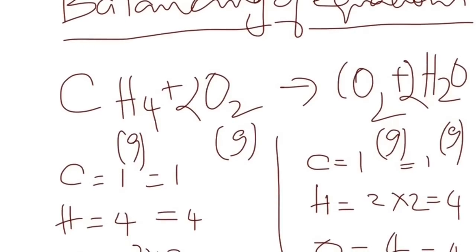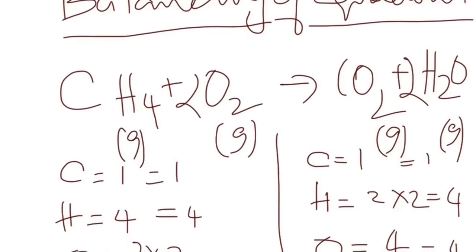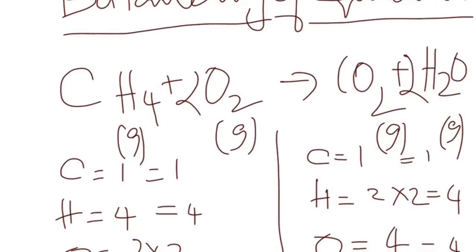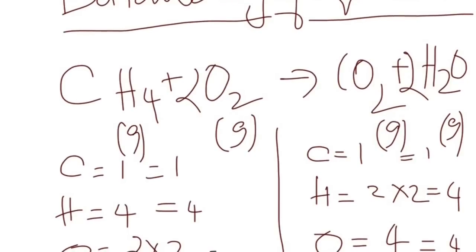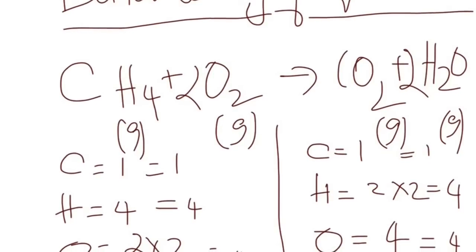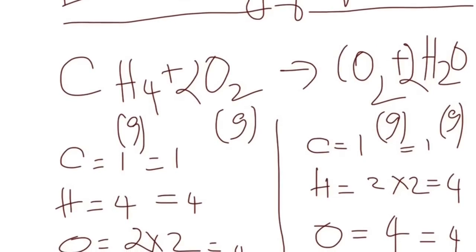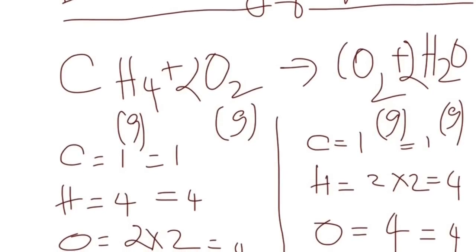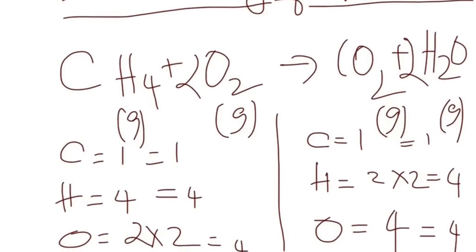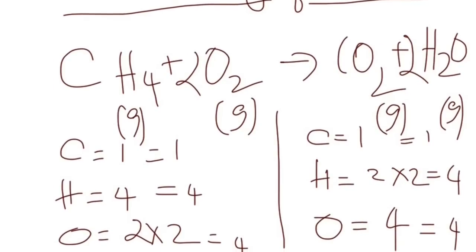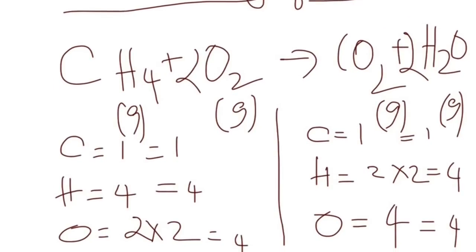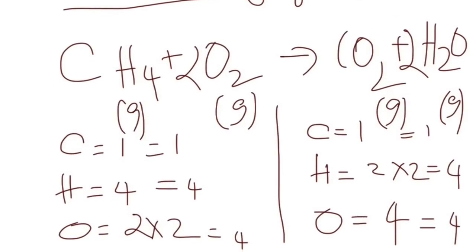Now, if you count oxygen atoms, there are 2 in carbon dioxide and 2 in water, which means we have 4 oxygen atoms on the right side. In order to make the oxygen atoms equal, you want to add a 2 in front of the oxygen in the reactant side. So now we have 4 oxygens. Now the equation is balanced. That's the way you balance a simple equation.